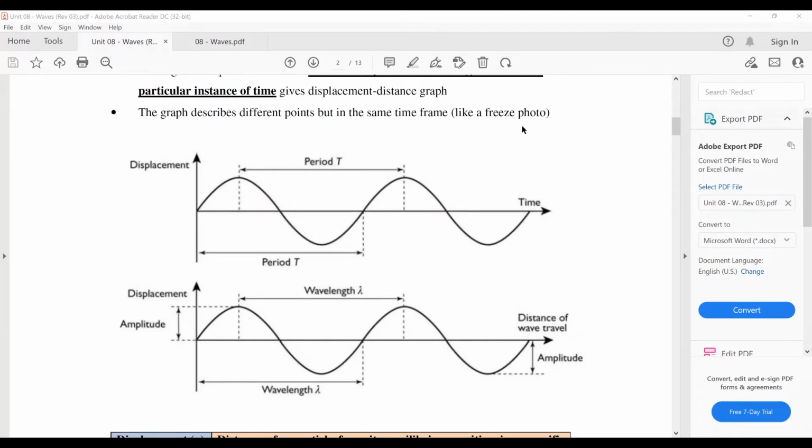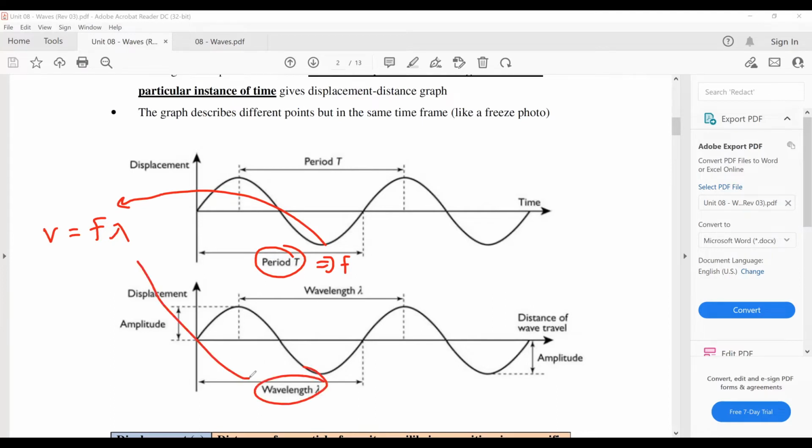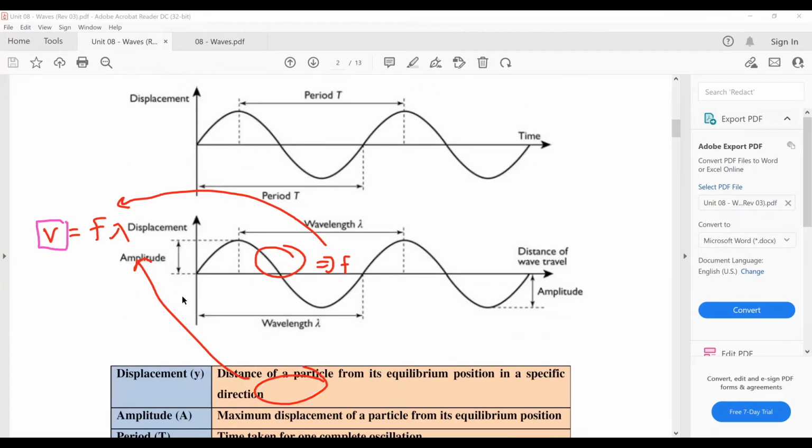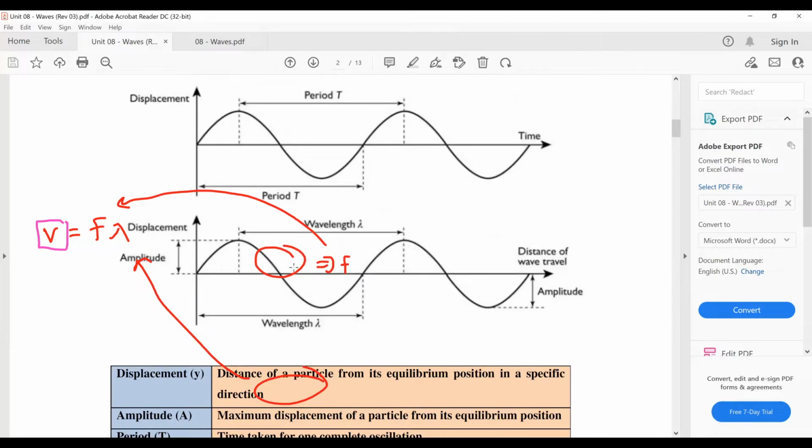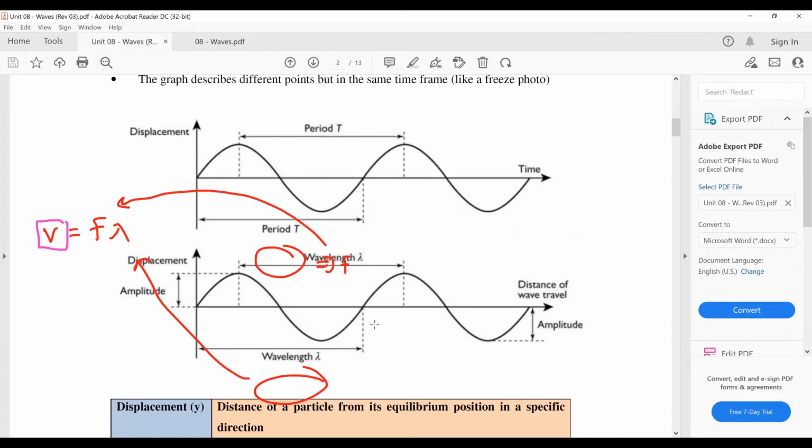In IGCSE or SPM, you will have learned that v is equal to f lambda. If you manage to find the frequency, you can put it in here. Then from the displacement-distance graph, you can find the wavelength. You put it in and you will be able to find your speed. So that one is okay. Wavelength, as I told you, can only be deduced from your displacement-distance graph. In layman's terms, it's simply the distance between adjacent crests or the shortest distance between crests.